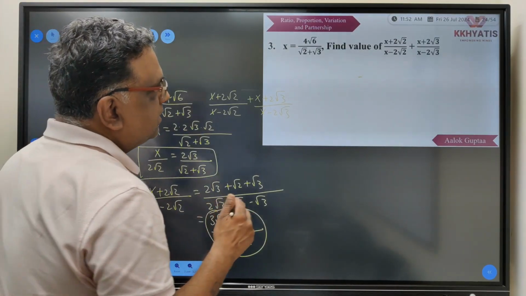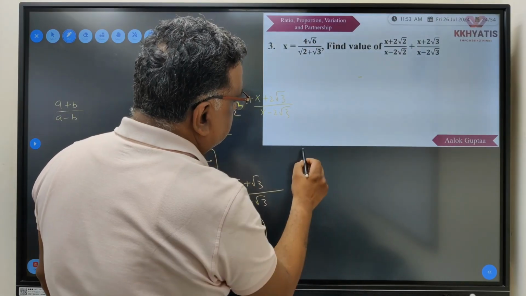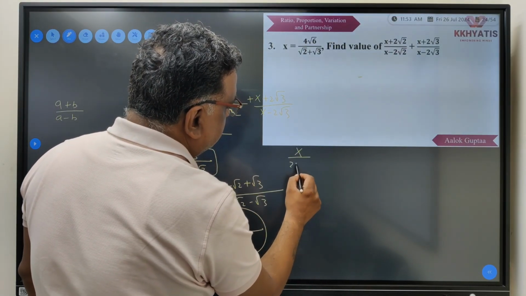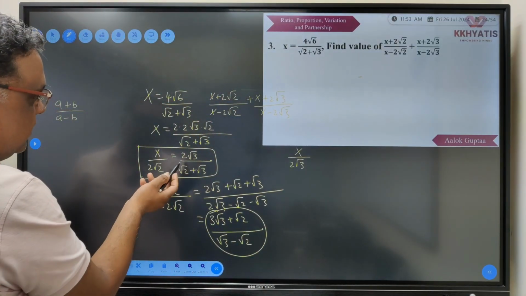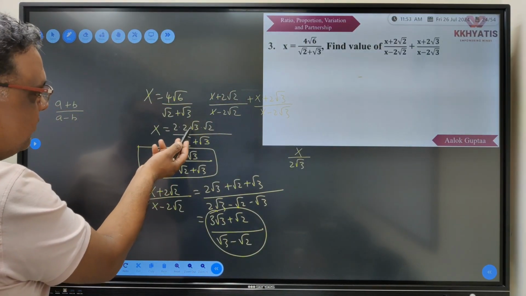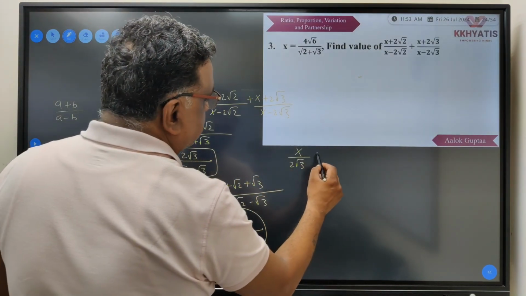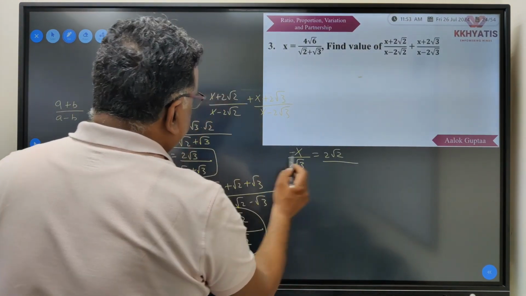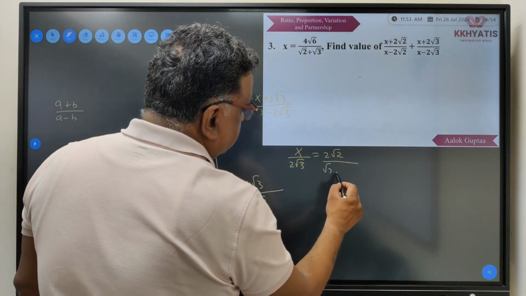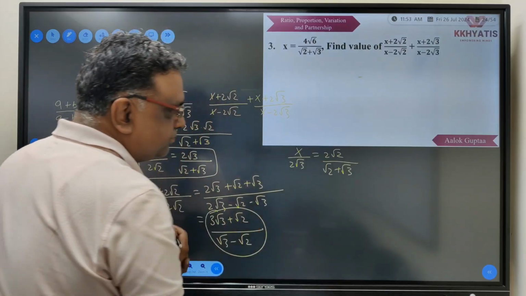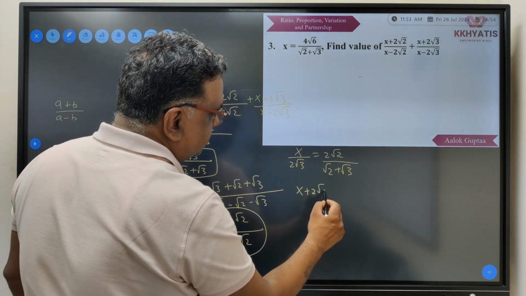Now for the second part, I must do componendo dividendo on x upon 2 root 3. So I need to find out what is x upon 2 root 3. So again here I will go. This time I will take 2 root 3 down. So what will be left? 2 root 2. Now if I take 2 root 3 down, 2 root 2 upon root 2 plus root 3. Clear or no? Now I'll apply componendo dividendo on this.